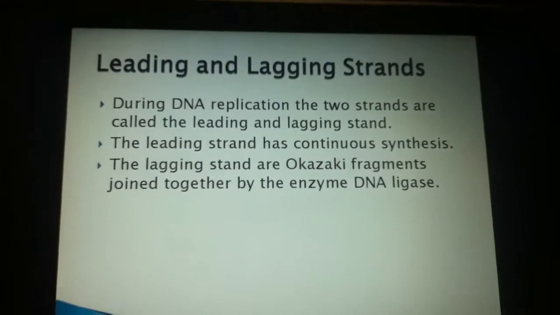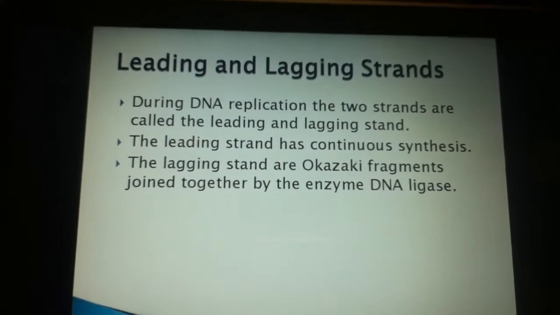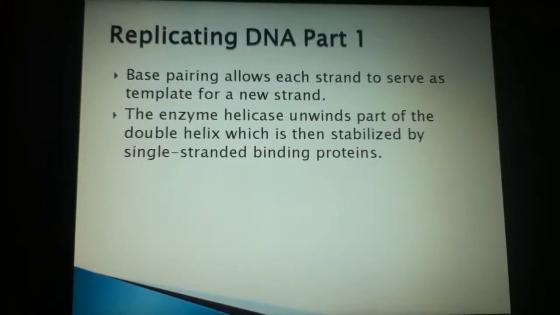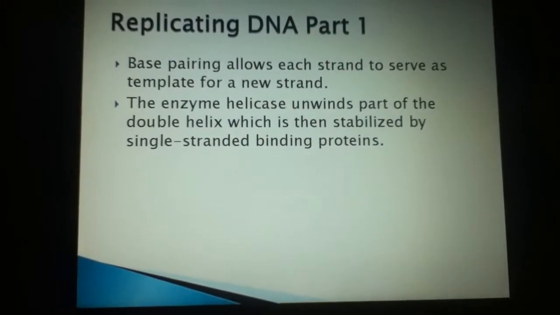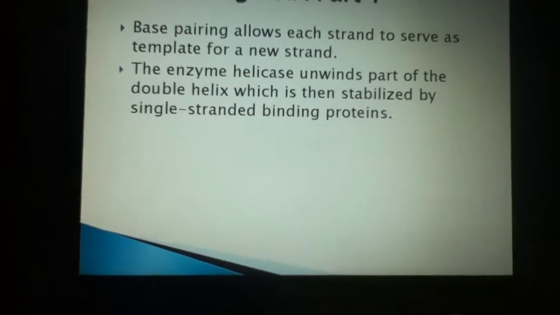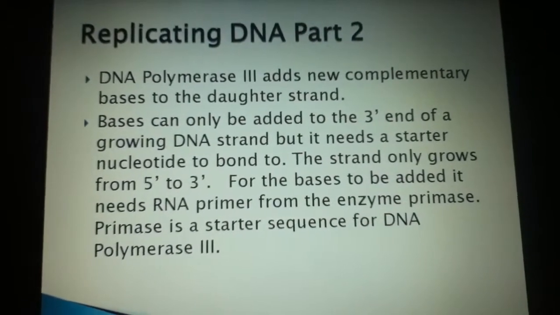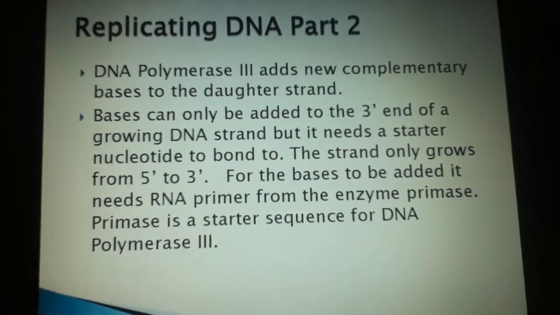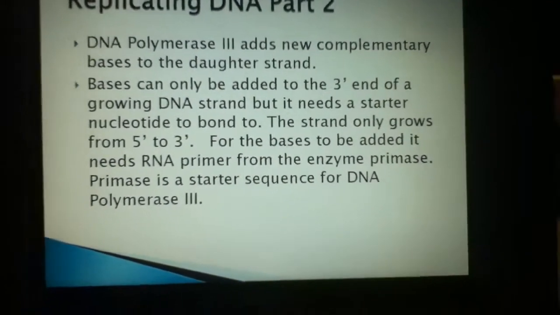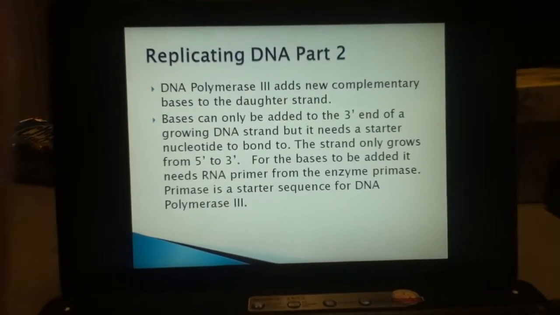DNA replication has leading and lagging strands. Leading strand is synthesized continuously, and the lagging strand is Okazaki fragments joined together by DNA ligase. Each strand serves as a template for a new strand. Enzyme helicase unwinds the double helix of DNA, which is stabilized by single-stranded binding proteins. DNA polymerase III synthesizes the leading strand. It adds bases to the 3' end of the growing DNA strand. For bases to be added, it needs RNA primer, which is created from the enzyme primase.